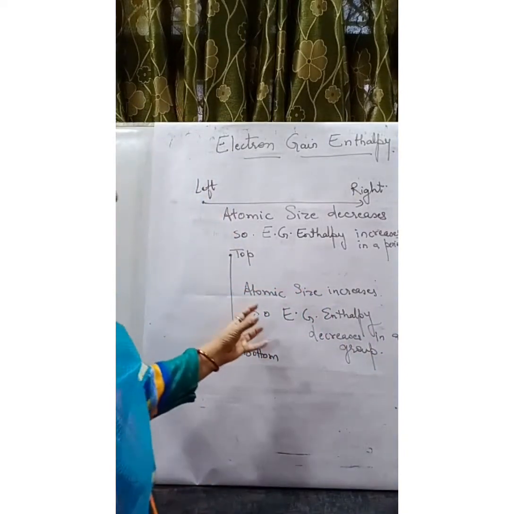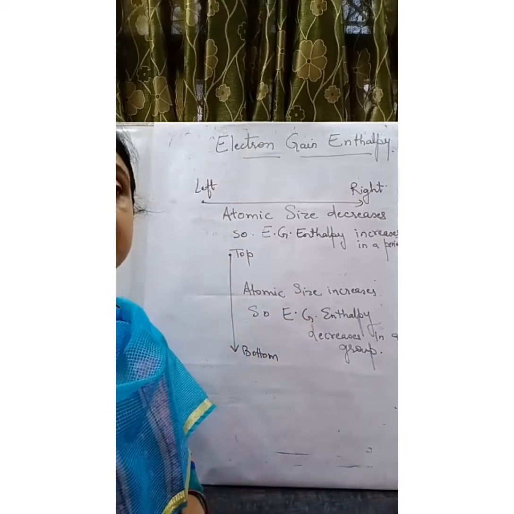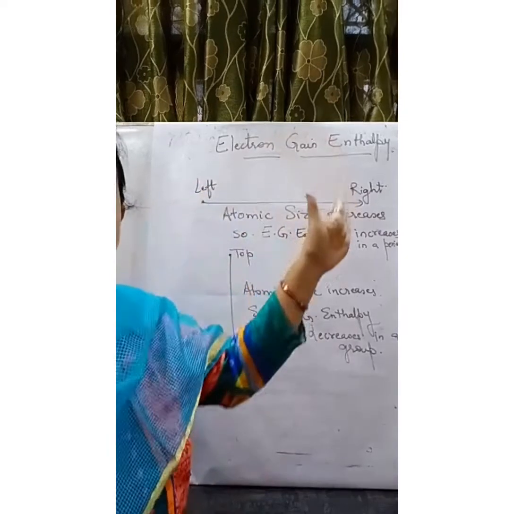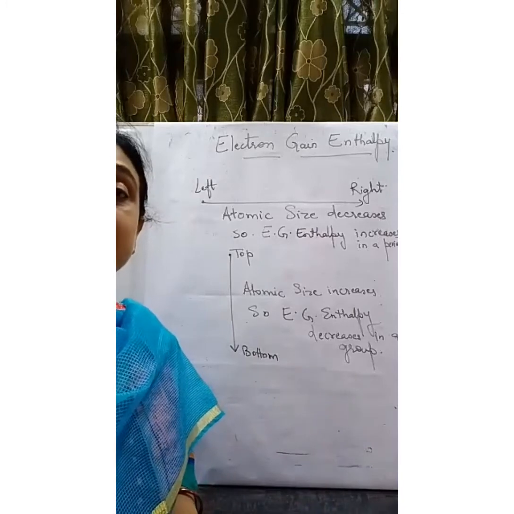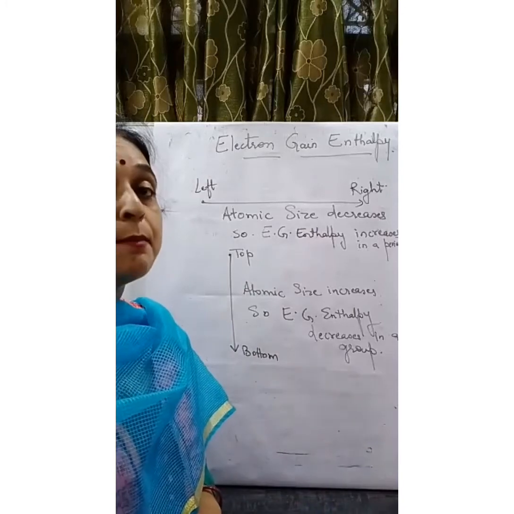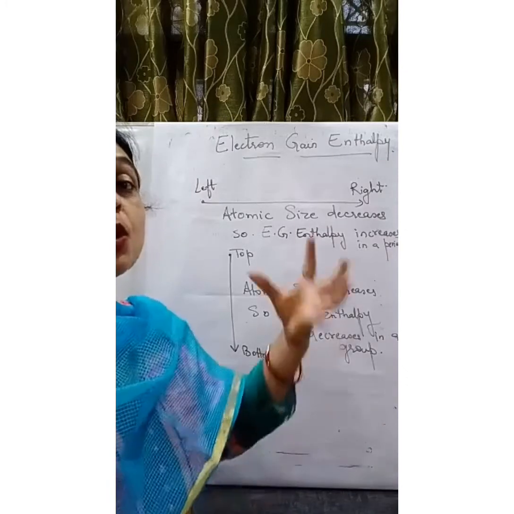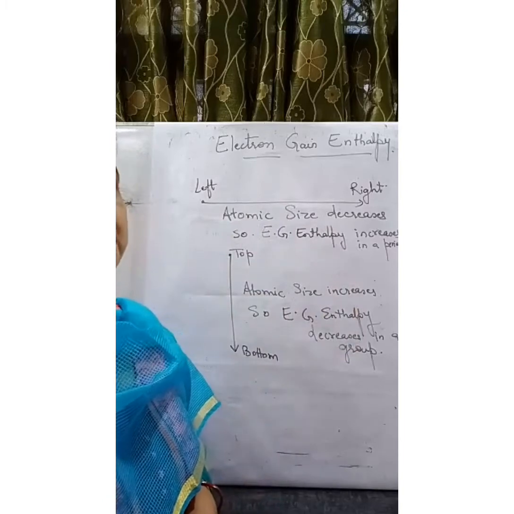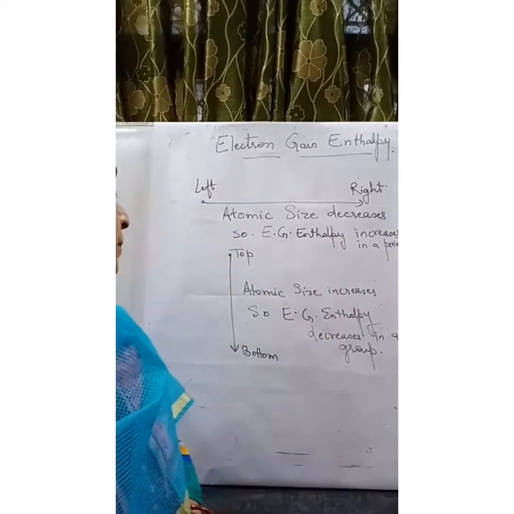Now, there are certain very important things. We can say the electron gain enthalpy of the halogen family is maximum in the respective period. Halogen family means group number 17. They have the smallest size in the corresponding period. They badly need an electron to become stable. So, they are ready to grab the incoming electron. So, we can say the electron gain enthalpy of group number 17 is maximum.